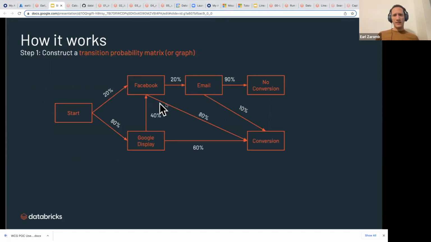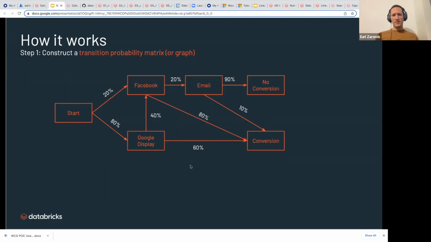So, again, I can provide a diagram that shows you how this would work. Think of your customer journey, you're starting without having been exposed to anything. And then maybe 20% of folks are targeted with Facebook ads, another 80% through display ads through the Google ad network. And then there may be a certain sequence of events, which is that 40% of those then get targeted with Facebook, and then 80% of them get converted after that, for example.